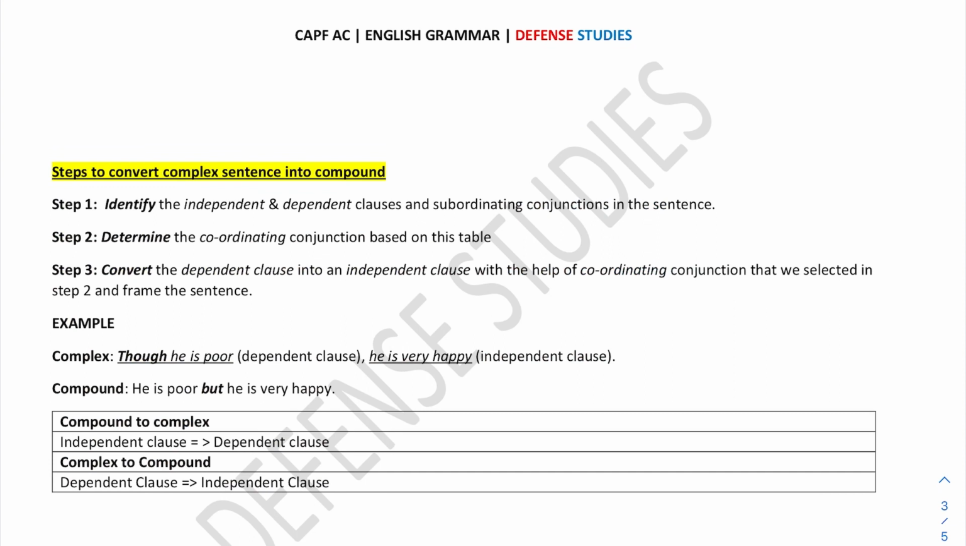Second is how you can convert a complex sentence into a compound sentence. So this is the reversal of what we have done so far. First of all, you need to identify the independent and dependent clause and the subordinating conjunction in the given complex sentence. Second, you need to determine which coordinating conjunction you would be using after dropping the subordinating conjunction. Third would be conversion of the dependent clause into an independent clause.